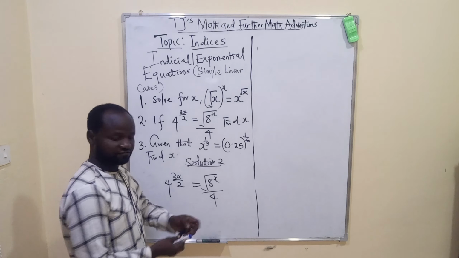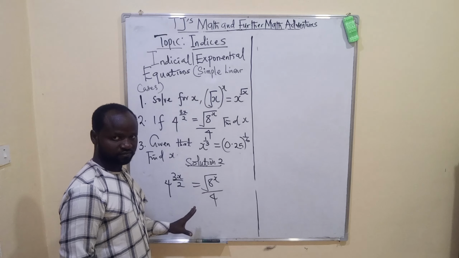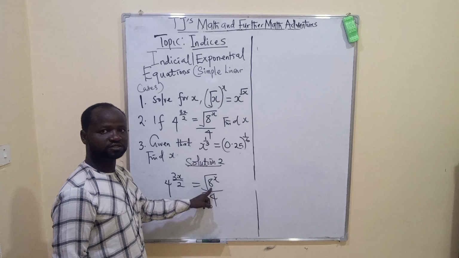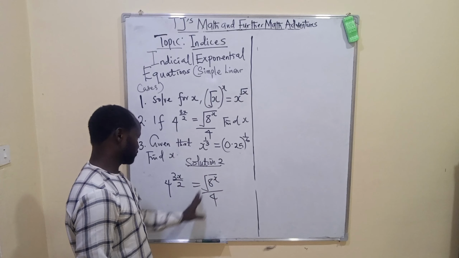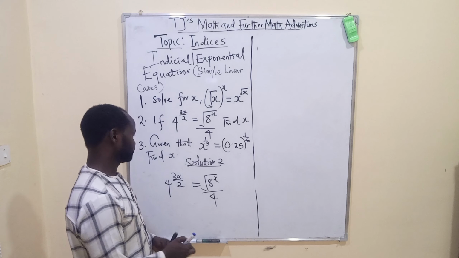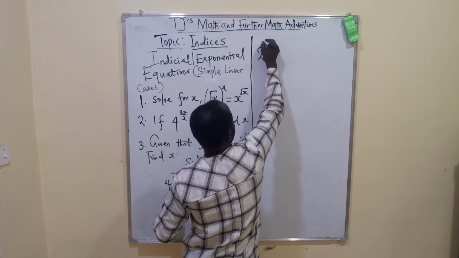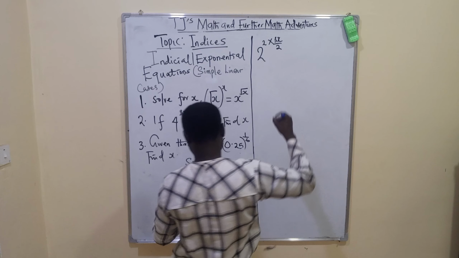So if you check this very well, the bases are not the same. So we have base 4 here, base 4 here, then base 8 here. So we cannot write 8 to have base 4. So we have to change this to have a base of 2. Okay, so this 4, I can write 4 as 2 power 2 times 3x divided by 2.